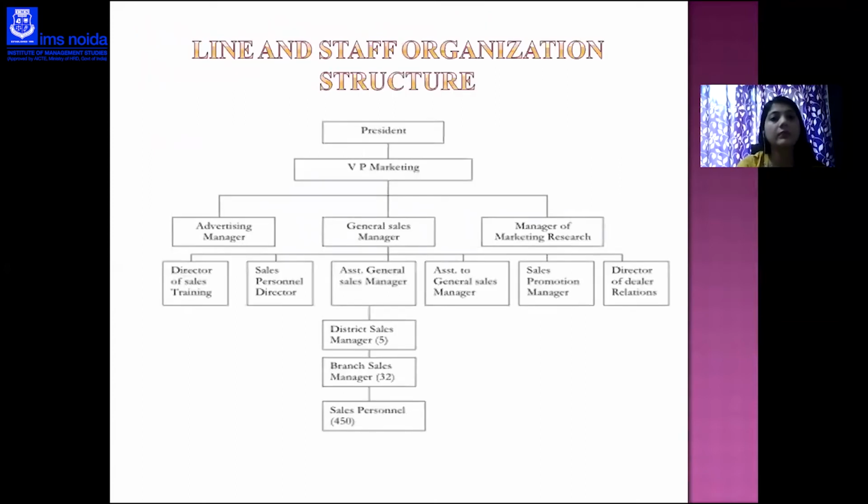Now, this figure illustrates the line and staff organization. The general sales manager reports to the vice president in charge of marketing, as does the advertising manager and the manager of marketing research. Six subordinates report to the general manager, but only one, the assistant general sales manager, is a line executive.